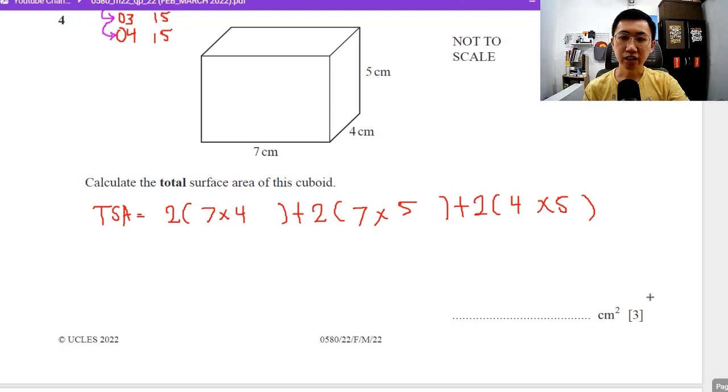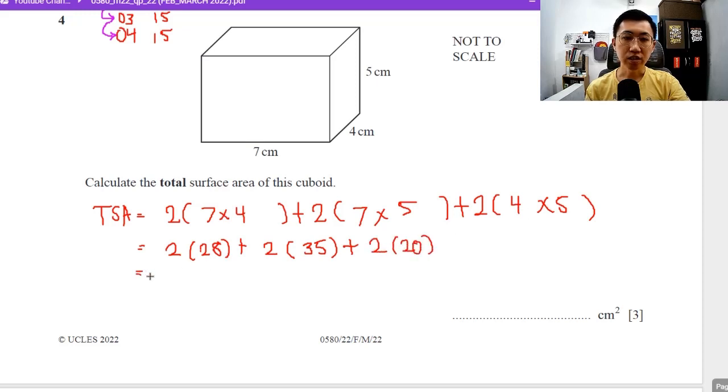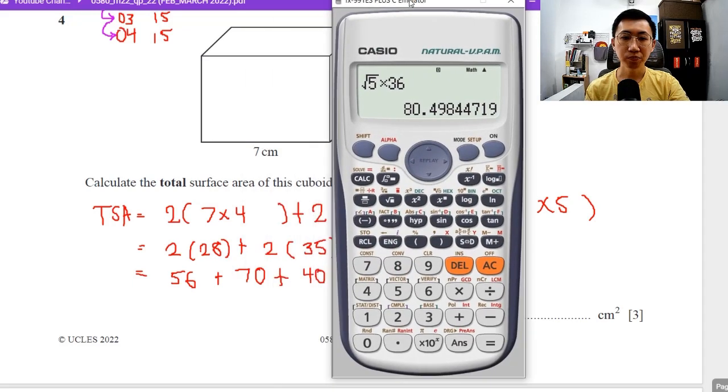Okay, and teacher can see that this is actually 3 marks, right? So try to show more working. So here can gain you 1 mark already. Now let's just keep doing this. So this is going to be 28, plus 2, this is going to be 35, plus this is going to be 20, right? Okay, so here you just kind of expand a little bit. So this is going to be 70, this is going to be 40, and from there I'm going to use my calculator to assist me.